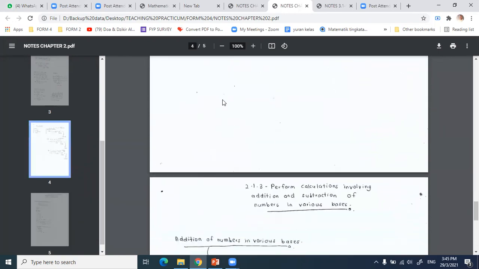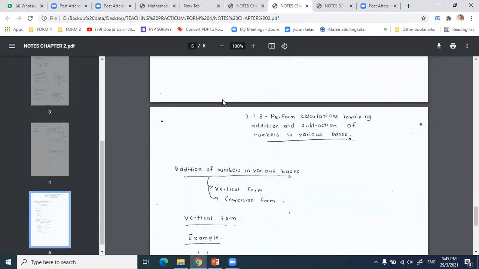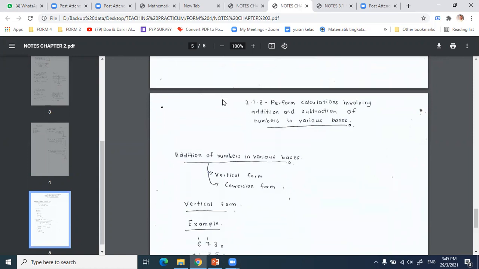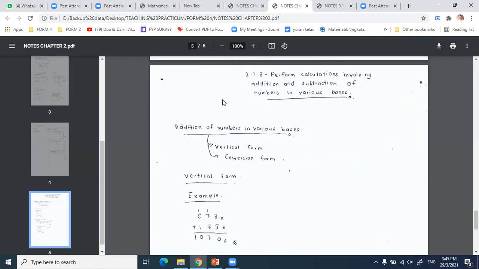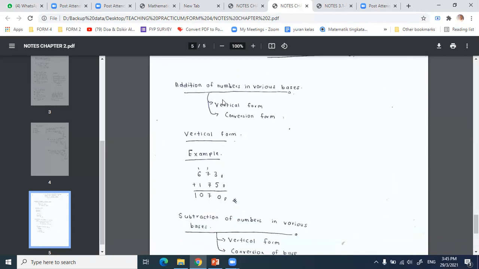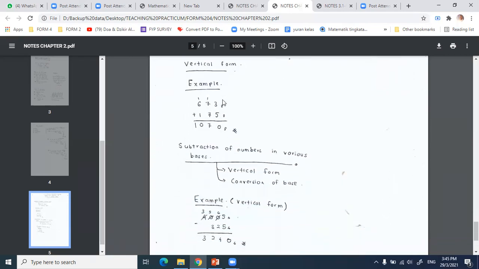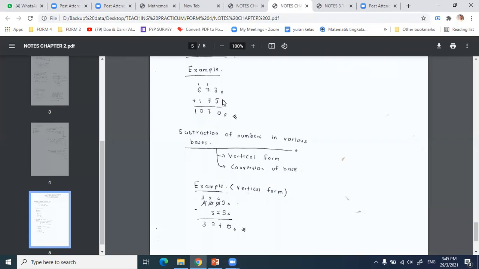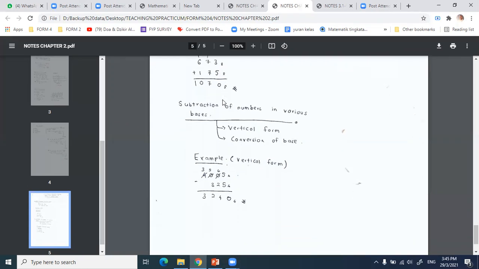Okay, for 2.1.3, we have perform calculation involving addition and subtraction of number in various bases. There are 2 ways to perform addition, which are the vertical form and conversion form. I think vertical form is much easier than conversion form. So in this class, I will just focus on vertical form.